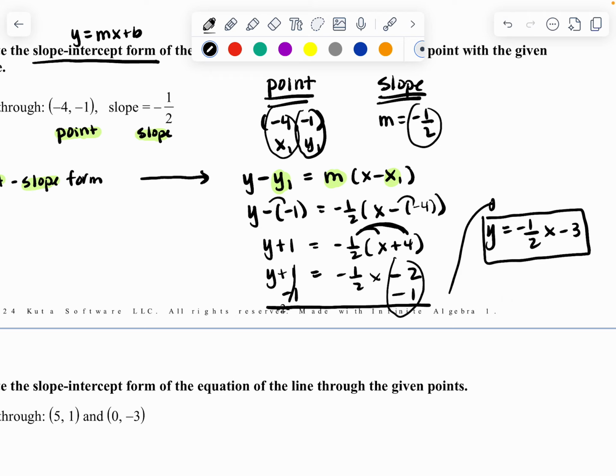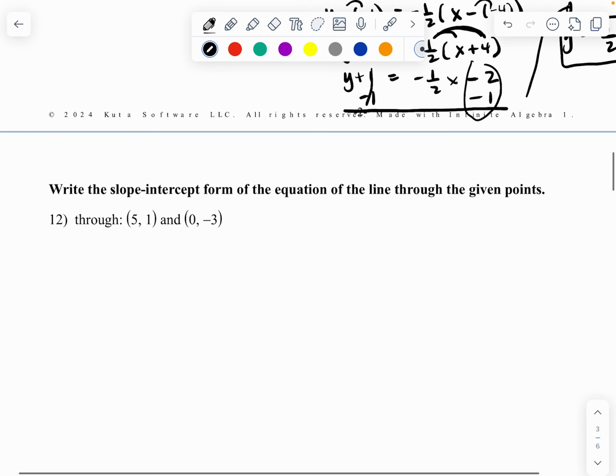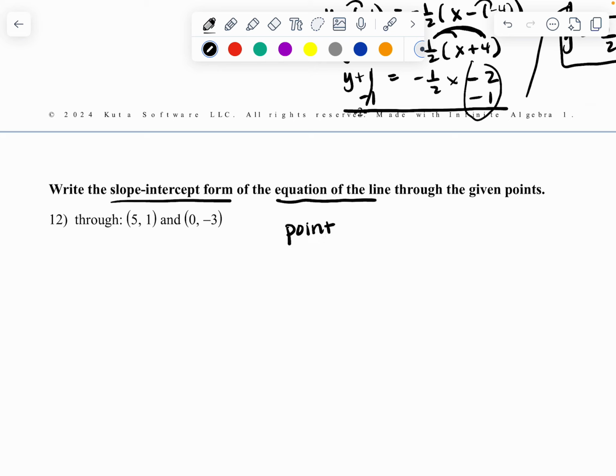Okay? All right, same question, different information. It says write the slope-intercept form of the equation of the line through the given points. Okay, to write the equation of a line, I always need two things. I need a point and I need a slope.